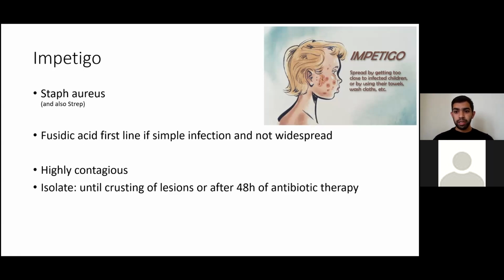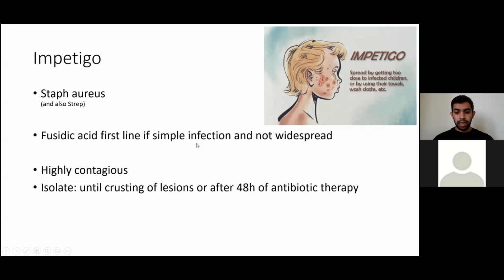And the key thing to note with impetigo is that it is highly contagious. So for that reason, the moment you see somebody with impetigo, you want to advise that they should be isolated from school or work, and they should not share towels at all, and really not be sharing pillowcases or cushions and things like that. They should be isolated until either the lesions have crusted over or until they've had 48 hours of antibiotic therapy.